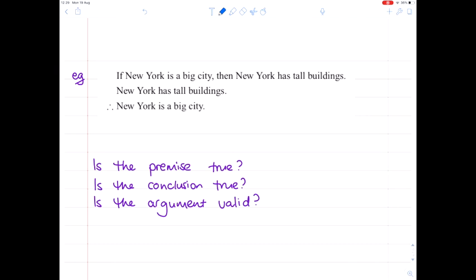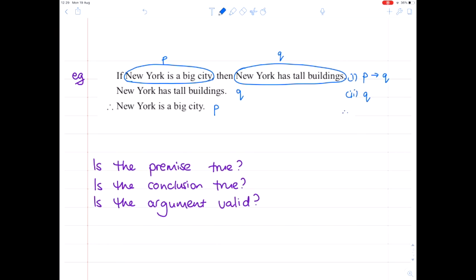Now let's have a look at the other situation. Again, we've got if New York is a big city, so we've got a premise, then New York has tall buildings. Okay, so here we have, again, a P implies Q. Our second premise is that New York has tall buildings. So that is saying that Q is true. And our conclusion is that P is true. So we have P implies Q, Q is true, therefore P is true.